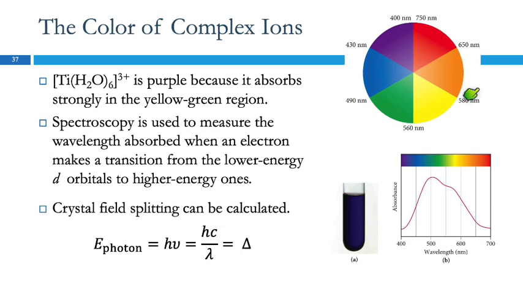Here's the color wheel. So red and green are complementary colors. So something that appears red probably absorbs in the green region.